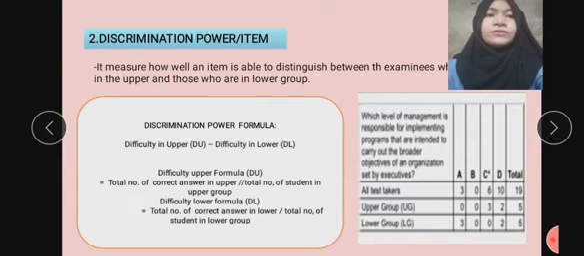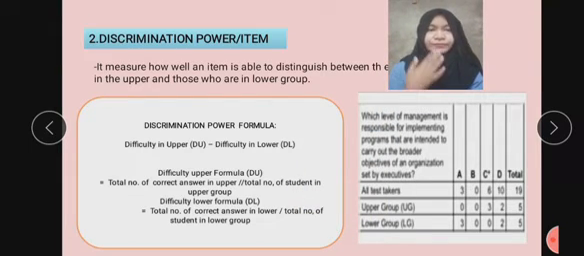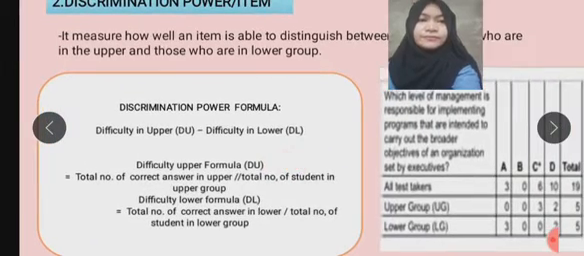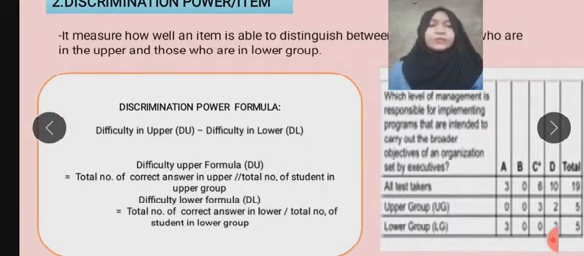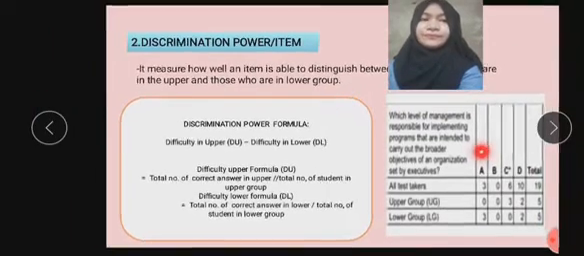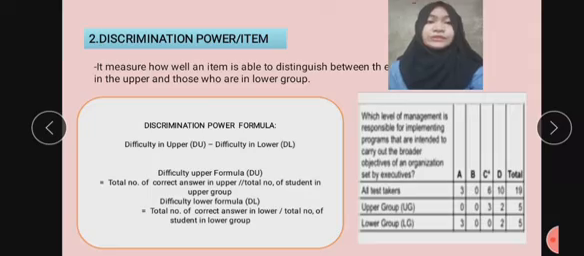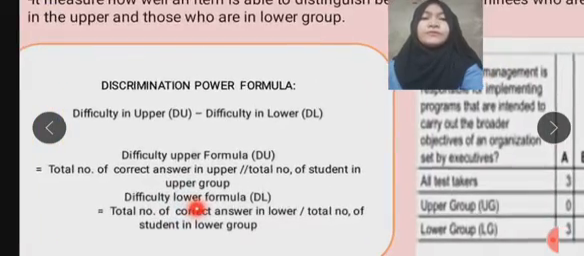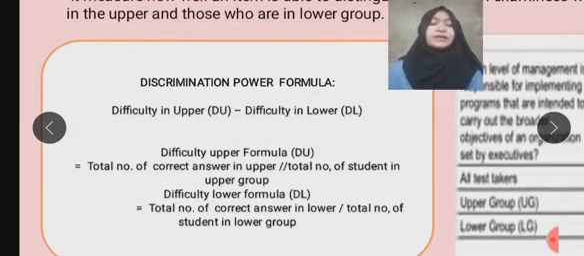Okay, so we have also here the formula. Okay, so here, class. Okay, so discrimination power or index, ito yung formula niya, class. Difficulty upper minus the difficulty lower. Difficulty upper, ito yung sa upper. So, before natin to ma-minus, bago natin ma-process yung discrimination power is, kailangan muna natin isolve yung DU at saka DL, or the upper and the lower.